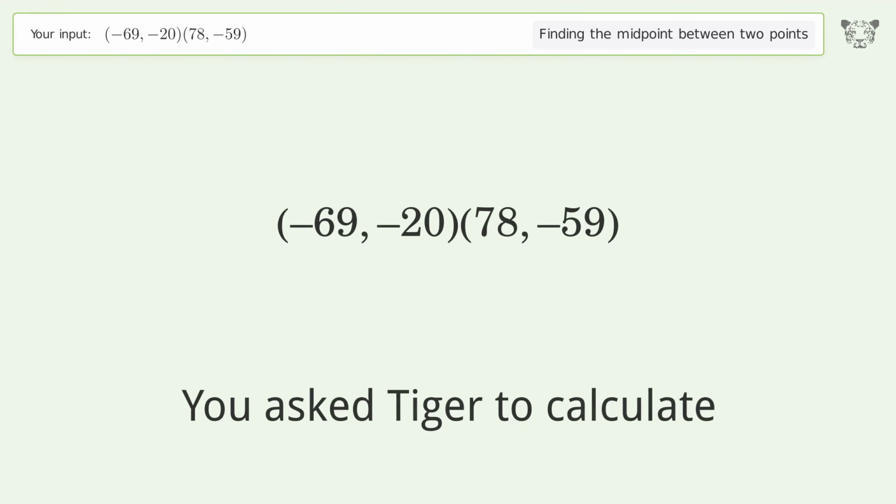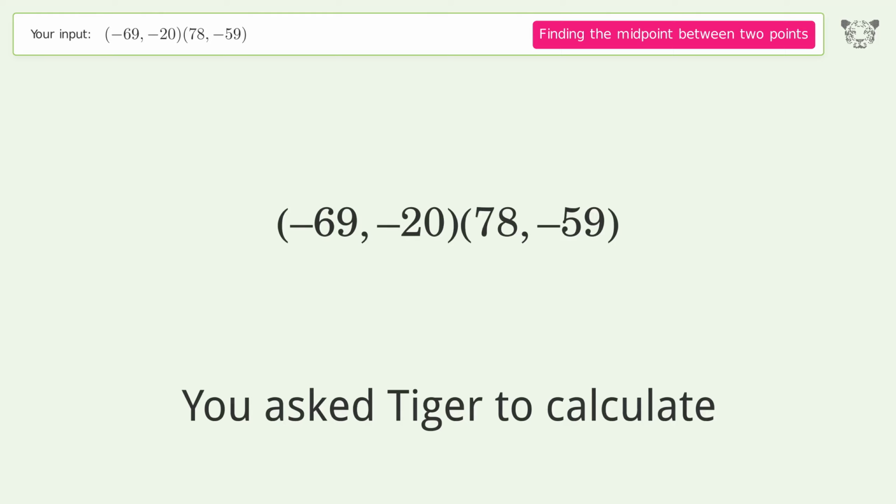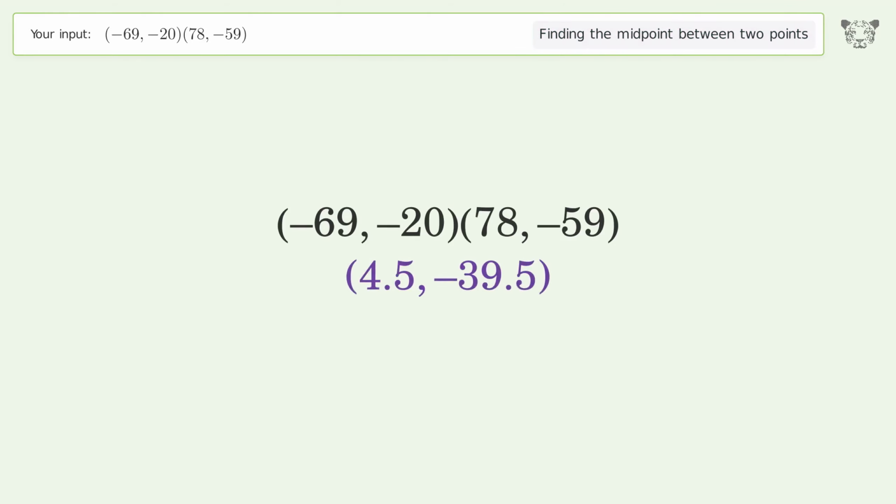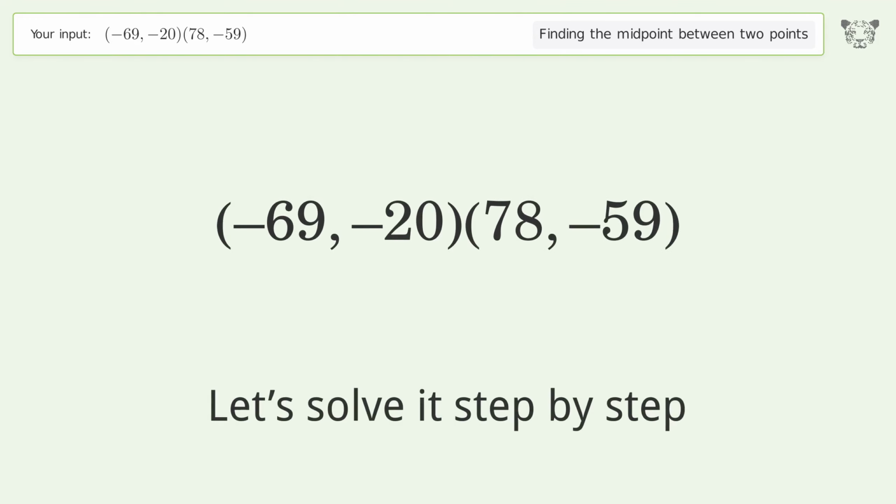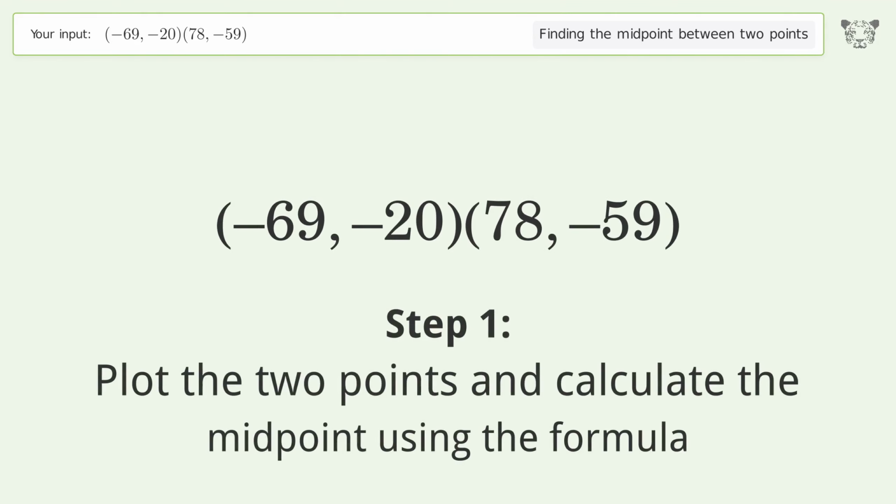You ask Tiger to calculate. This deals with finding the midpoint between 2 points. The midpoint between the 2 points is 4.5, negative 39.5. Let's solve it step by step. Plot the 2 points and calculate the midpoint using the formula.